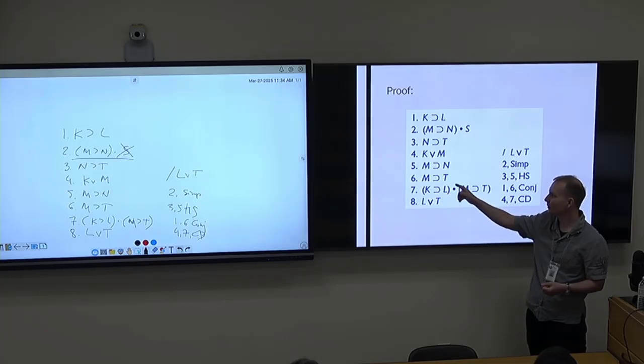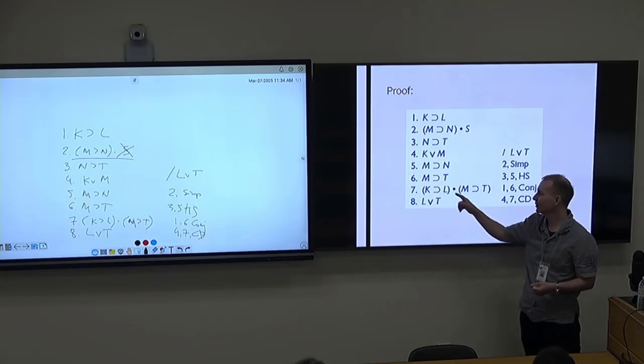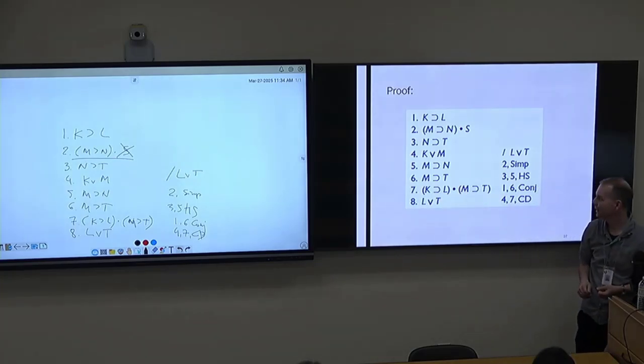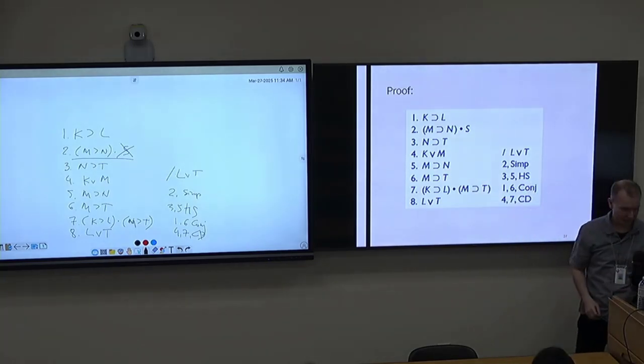We did with constructive dilemma here get L and T as the consequence, so we can actually use K and M, which we have here as our second line, and that will give us our result.